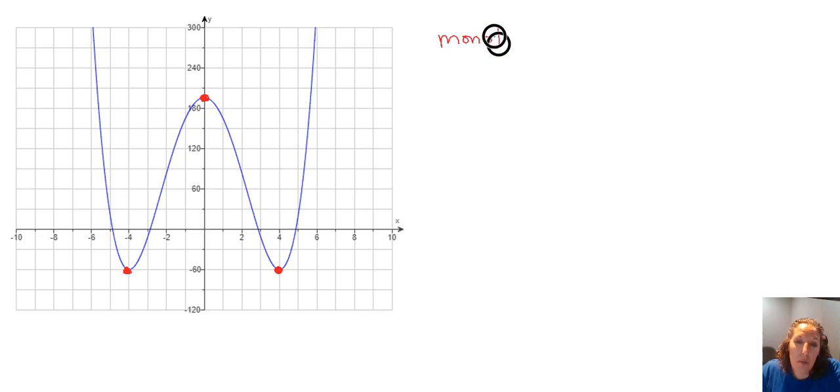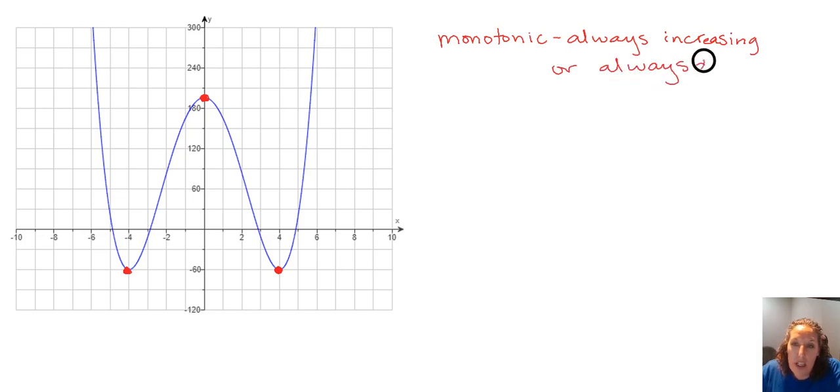So monotonic means always increasing or always decreasing. Some people refer to this finding the intervals where it's increasing or decreasing as the monotonicity of a function.